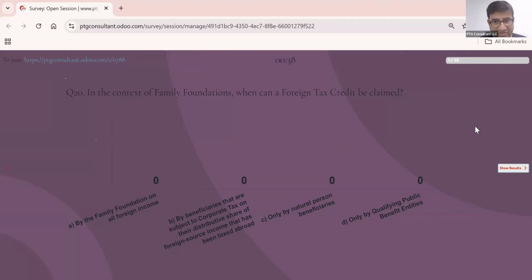This is another dimension in the family foundation. Foreign tax credit can be claimed. As a tax professional, what is the first thought that comes to our mind? Can we claim or can we not claim?